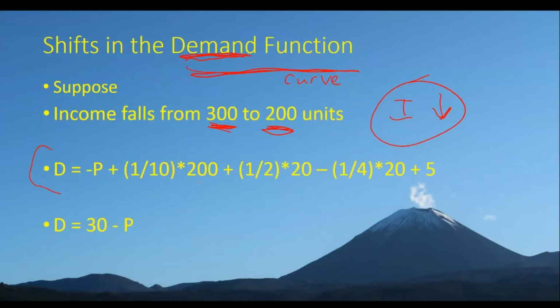Come back out here and plug in the new value of 200 into the expression. Keep the other variables the same, so ceteris paribus is being incorporated. Change the income, but not anything else. That's going to change the demand function to this: now D is equal to 30 minus P rather than 40 minus P. And that's all because income dropped from 300 to 200.